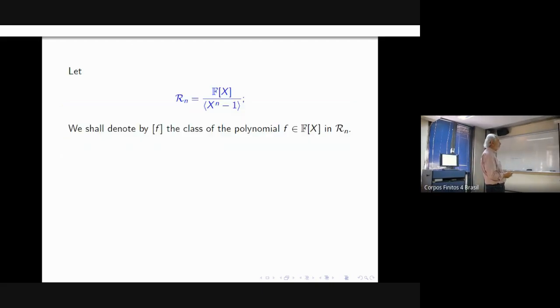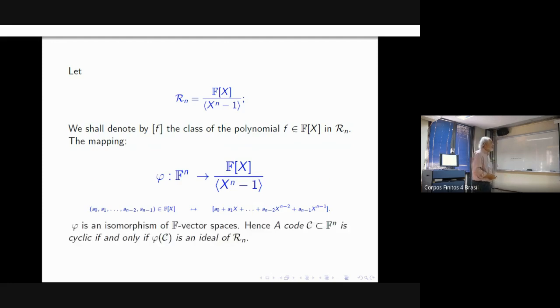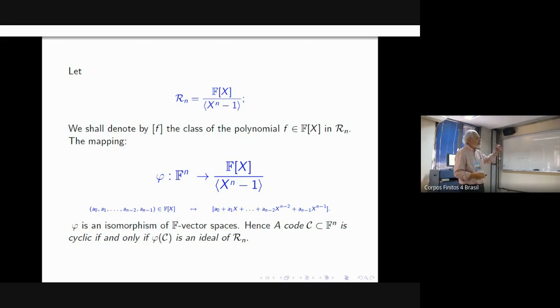consequence. If we consider this factor ring, it's easy to see that we can map a code from F^n here in the most natural way. An element goes to the polynomial that has these elements as coefficients. And it's very easy to see that a linear code is cyclic if its image here is an ideal. So this was done for material reasons, say, but it has an advantage.